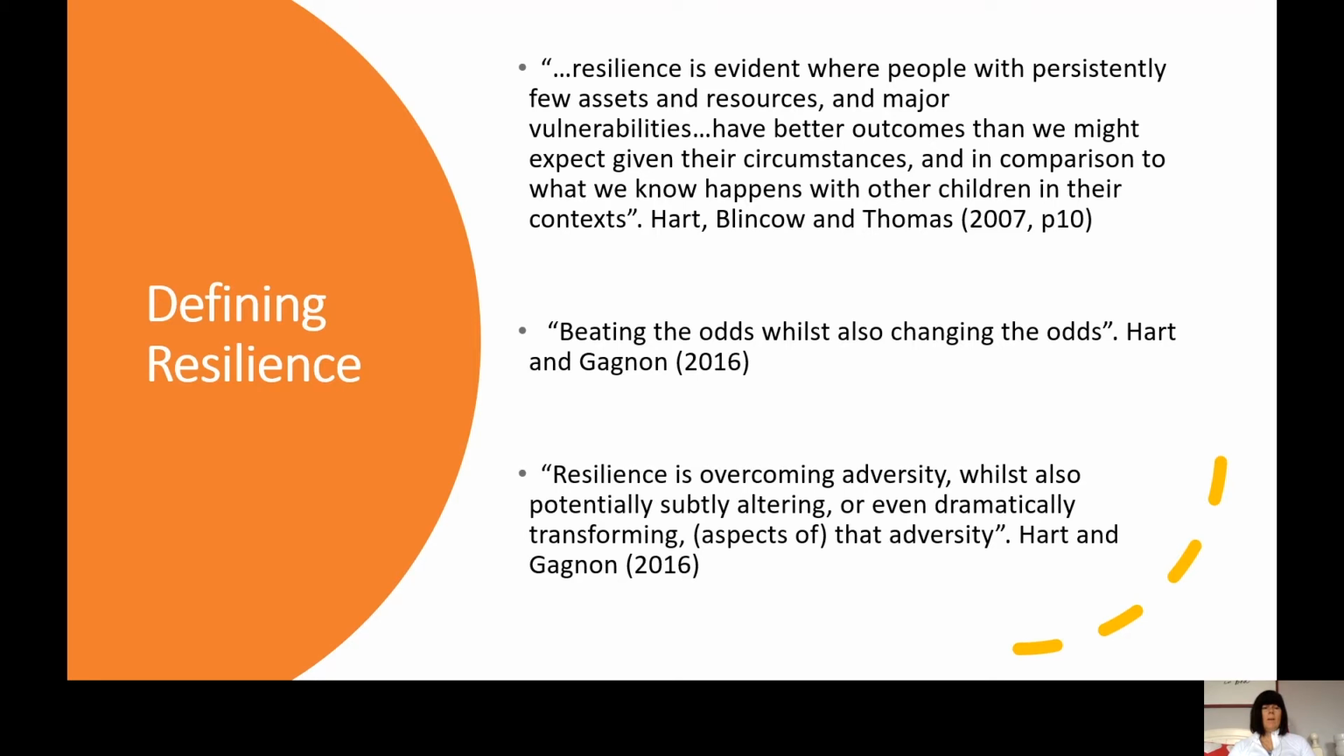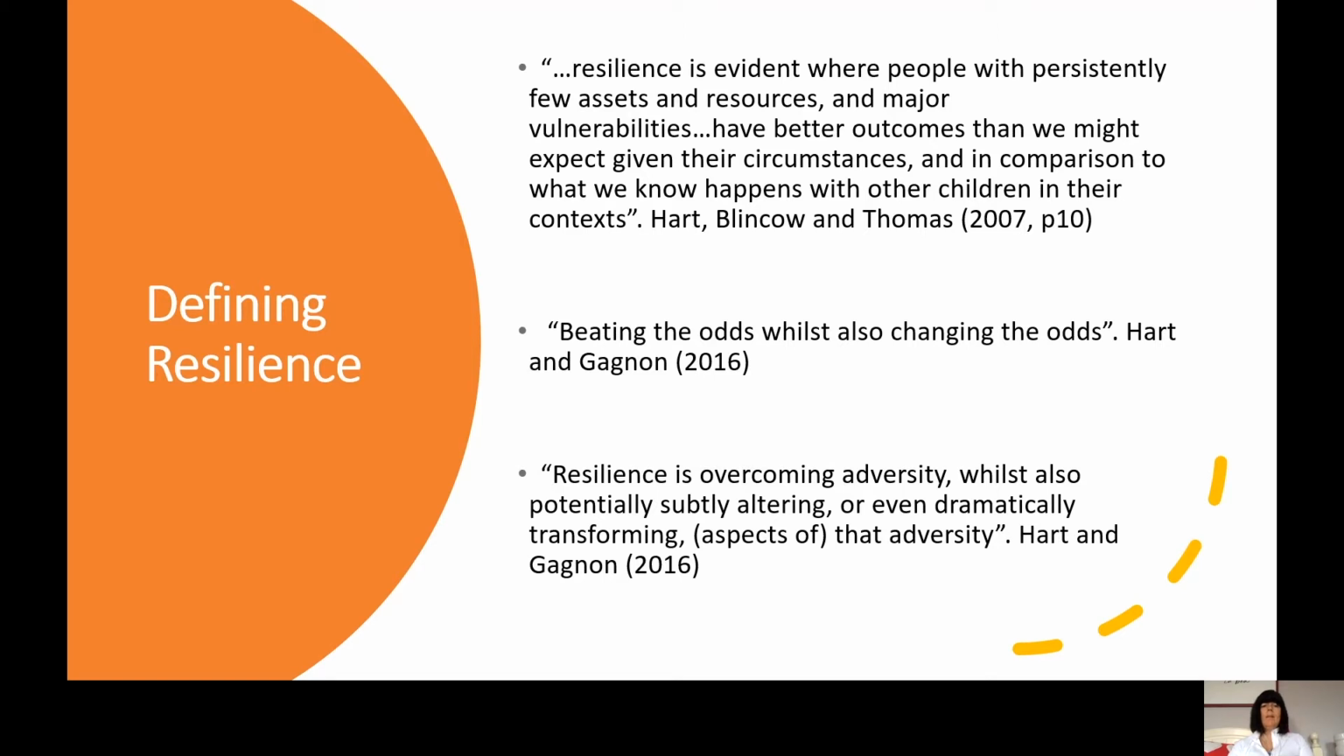Okay, so thinking about how we're defining resilience, there are a few definitions here that we often use in training. The first one: resilience is evident where people with persistently few assets and resources and major vulnerabilities have better outcomes than we might expect given their circumstances and in comparison to what we know happens with other children in their contexts. That's by Angie Hart, Derek Blinko and Helen Thomas, and I'd highly recommend Resilient Therapy, where that definition has come from, the book by those authors.